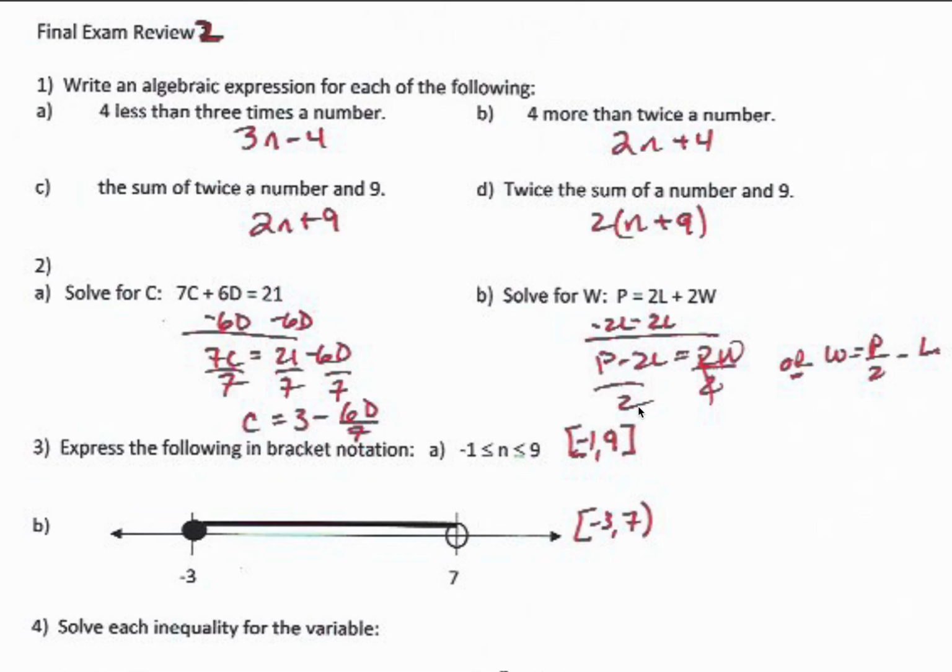Now, if you see something like this in multiple choice, it could also express the answer where you divide the 2 into each term individually, and that would then become P over 2 minus L because the 2 2's would reduce or simplify to 1.